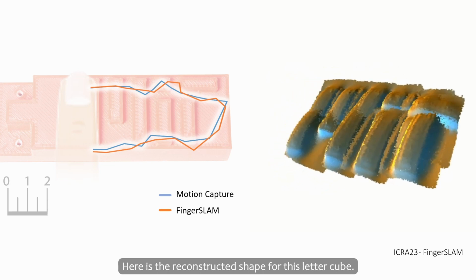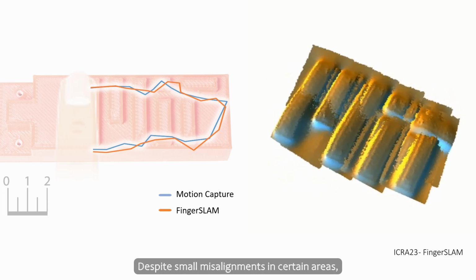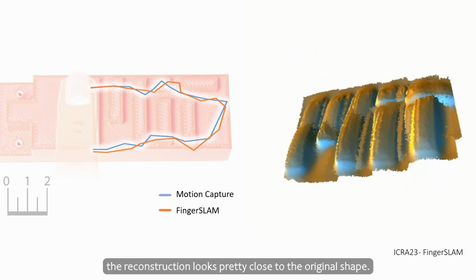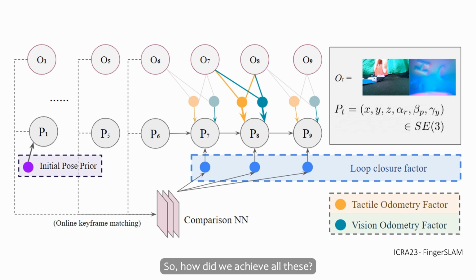Here's the reconstructed shape for this letter cube. Despite small misalignments in certain areas, the reconstruction looks pretty close to the original shape. So, how did we achieve all this?